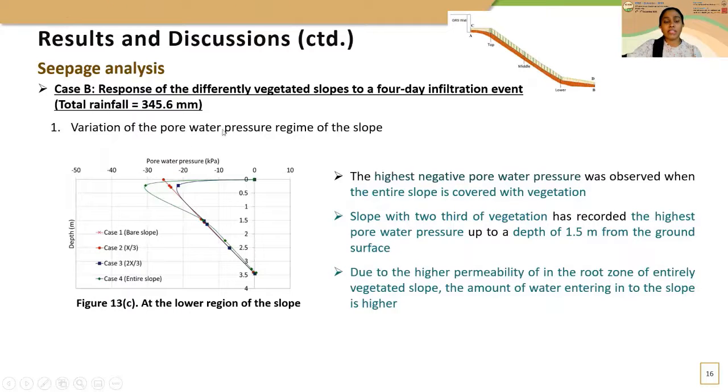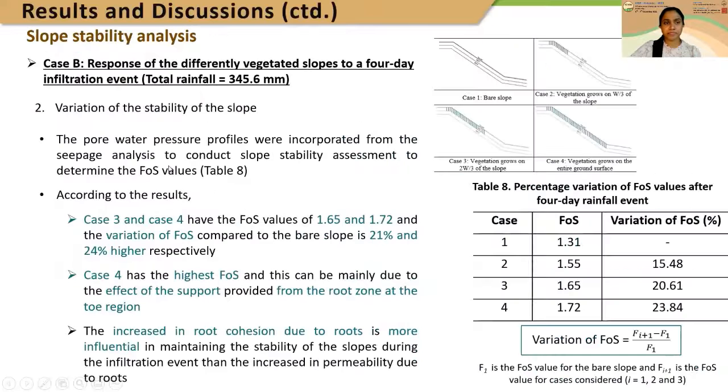So when we compare the variation of the water pressure regime for the lower region, it clearly shows that the highest negative water pressure was obtained for case 4, when the entire slope is grown with vegetation. It also clearly shows that when the slope has 2/3 of the vegetation, the highest water pressure was recorded, and this can be because of the higher permeability of the root zone, and the amount of water entering the slope is also higher.